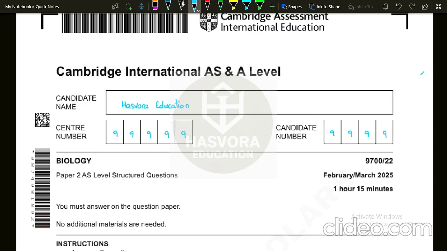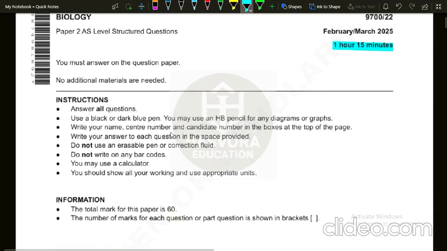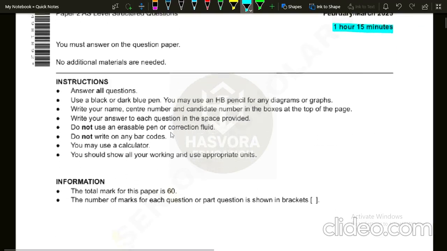Today we'll be solving the Biology 9700 Paper 2 Variant 2, the February-March 2025 session. The time allowed for this paper is 1 hour and 15 minutes and the total marks for this paper are 60 marks. So let's begin with the first question.